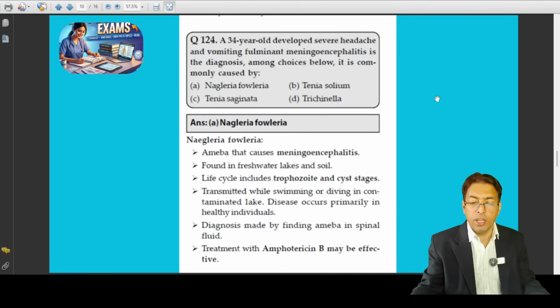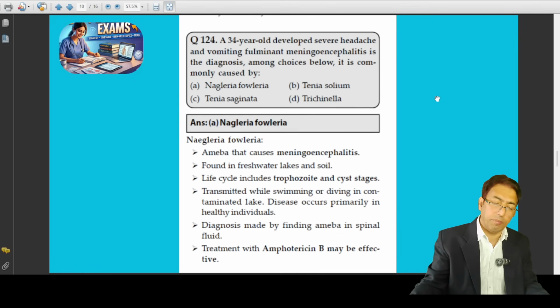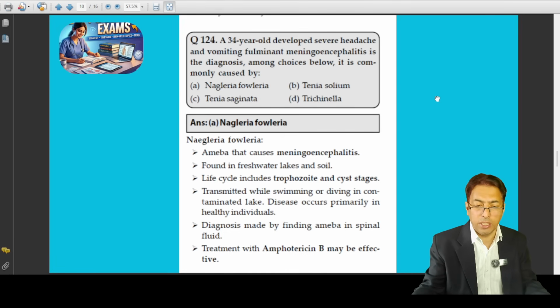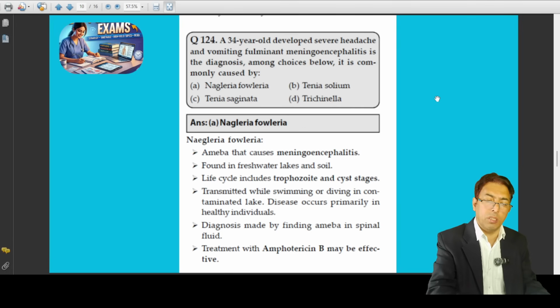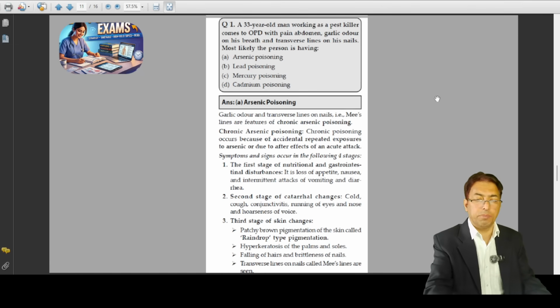And you have to remember that it occurs due to unhygienic conditions, swimming in contaminated places, and it can occur even in healthy individuals. And you have to remember the role of amphotericin in treating meningoencephalitis as a result of Naegleria fowleri. Do not miss these rare organisms or rare diseases or these real clinical conditions which are frequently asked in NEET PG and FMGE.